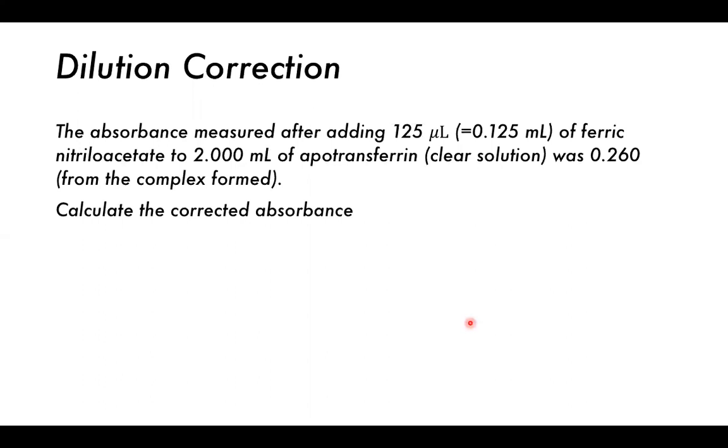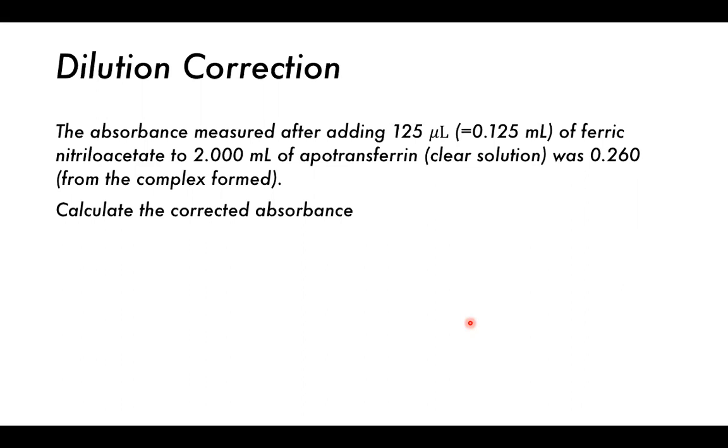Dilution corrections. Oftentimes we're dealing with solutions which are too concentrated for the Beer-Lambert law, and so we have to dilute them so that they are within the linear range of the spectrometer, the linear range of the Beer-Lambert law.